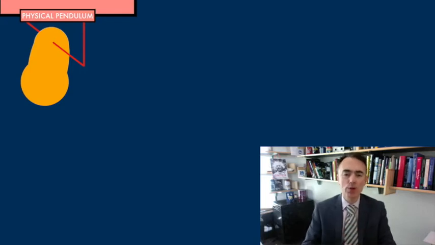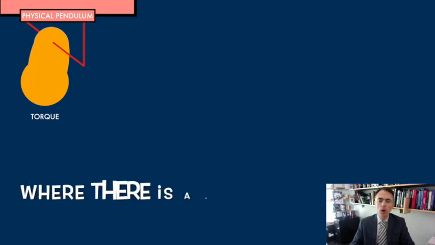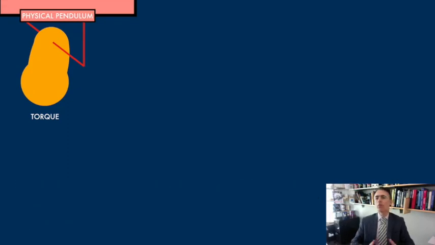When a pendulum is hanging and it oscillates, it does so because of the torque acting on it. Remember that where there is a torque, there is a change in angular momentum, and therefore a change in omega, the angular velocity. The torque in this case is due to the force of gravity acting on the center of mass of the potato, also known as pendulum.